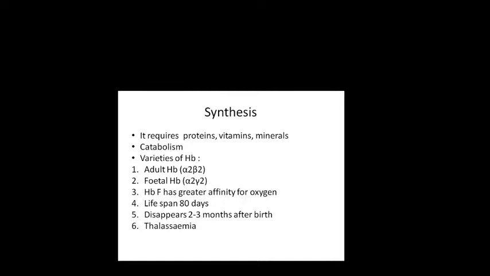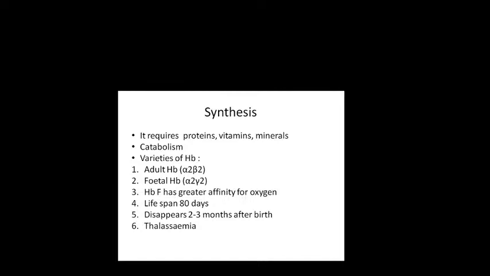What are the varieties of hemoglobin? Two varieties of hemoglobin are very important. One is adult hemoglobin. I said it has 2 alpha chains and 2 beta chains. That is why adult hemoglobin is written as alpha 2 beta 2. Whereas fetal hemoglobin has, instead of beta chains, alpha 2 chains and gamma 2 chains. Fetal hemoglobin has more affinity for oxygen than the adult hemoglobin, and the lifespan of fetal hemoglobin is 80 days. Adult hemoglobin lifespan is 120 days.